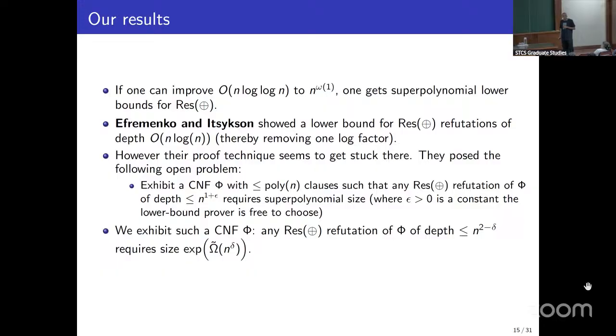It's believed that the CNF we get does not have any small ResLin refutation at all. It's believed, it's not proven, but we can prove it.